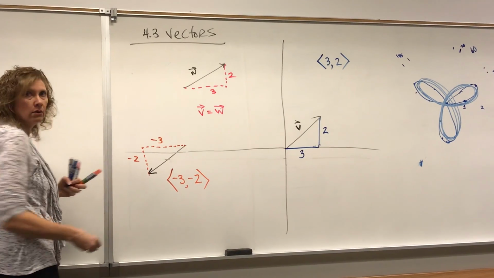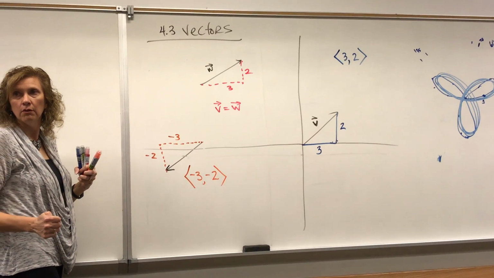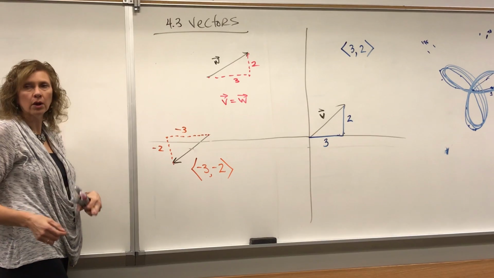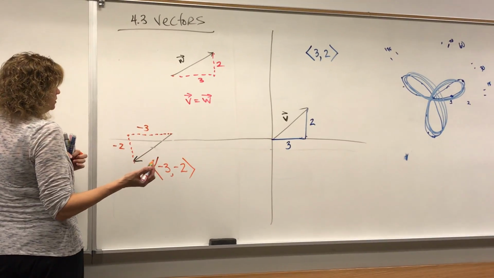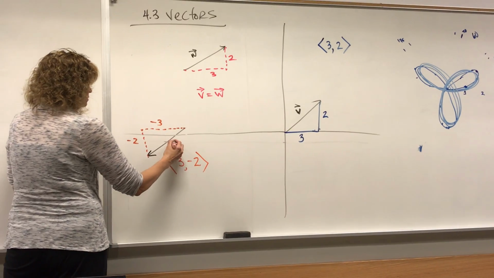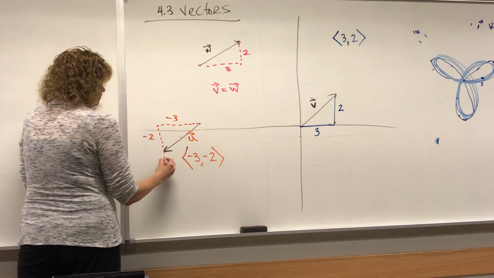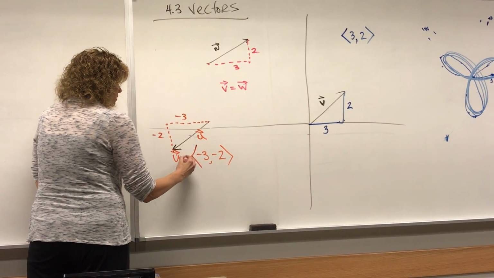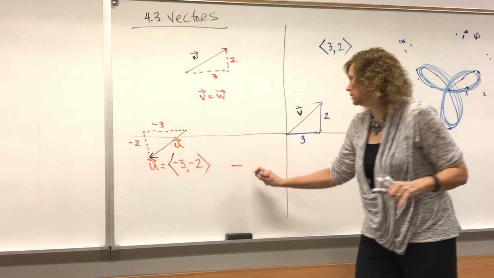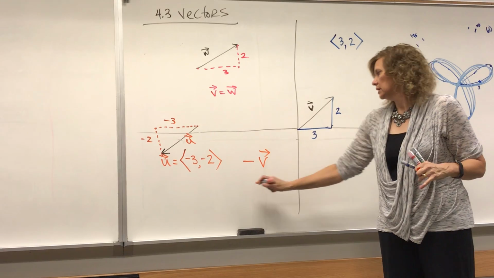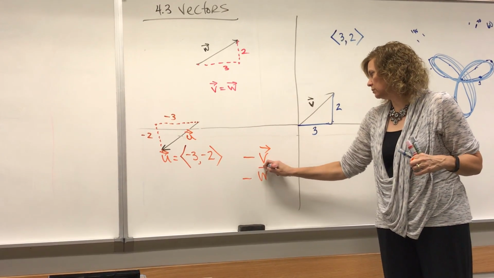So can you have that in any coordinate plane? Does that make sense? You can put it anywhere. Yeah. Okay, so let's call this vector u. So vector u is equal to this. Now notice, and we know it's the opposite of vector v, and it's the opposite of vector w.